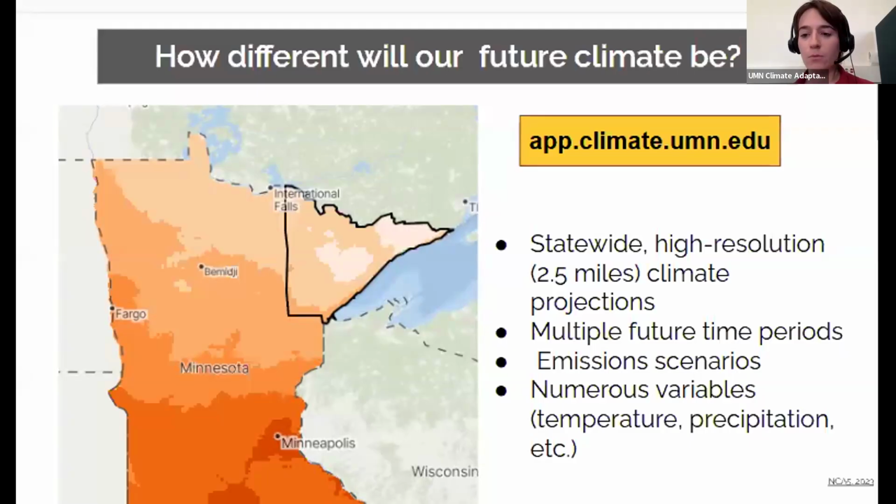Basically, it is high resolution climate projections, which means that you can zoom into an area of the state as small as 2.5 miles, and you will be able to see future climate projections for that region of the state. In there, we have multiple future time periods, such as mid-century to the very end of the century. We have multiple emission scenarios, which I just referenced, and we also have numerous variables that you might be interested in looking at in terms of how they will behave in our future climate, such as precipitation, precipitation intensity, temperature in terms of averages, minimums, and maximums, and lake ice freeze out, with implications for our lakes and our soils as well.